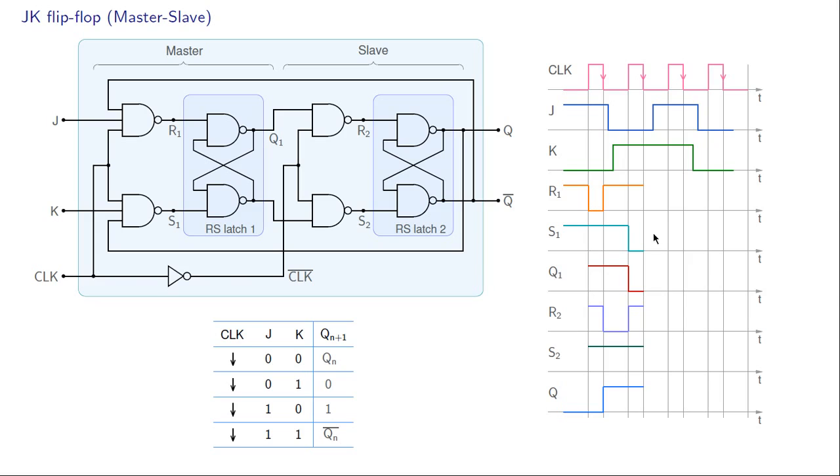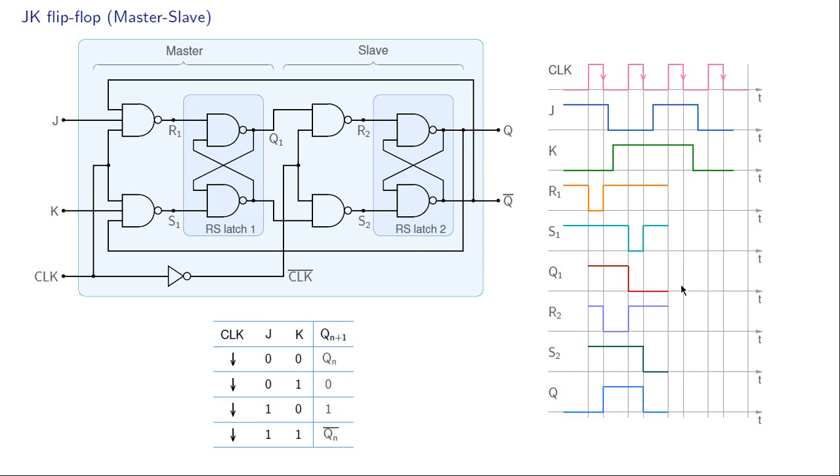In this interval now, clock is 0, so R1 and S1 are going to be 1, and Q1 is not going to change, like that. R2 is Q1 bar, so that is 1. S2 is the same as Q1, that is 0. And now with R2 equal to 1 and S2 equal to 0, Q is going to be reset to 0, the output of this second latch.